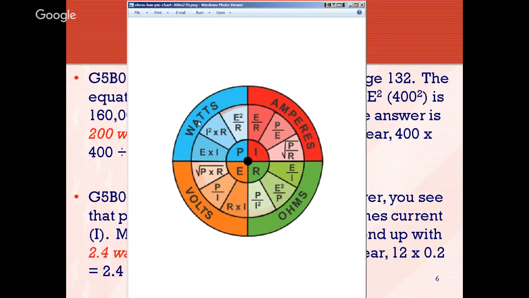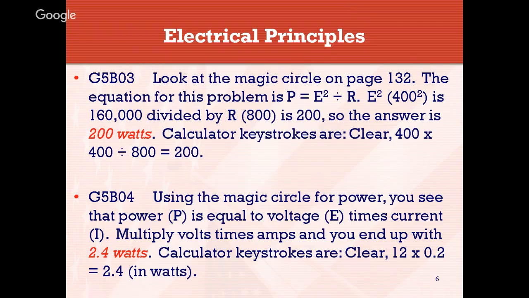If you want to know watts, if you know voltage and resistance, there's your formula for that. If you know current and resistance, your formula. If you know voltage and current, there's your formula right there. And all three of those will give you the power in watts. And you can follow this along throughout the circle there. Pretty easy stuff, really.